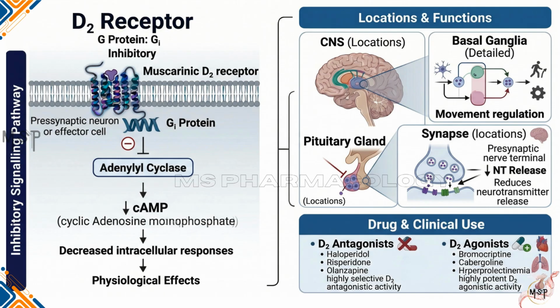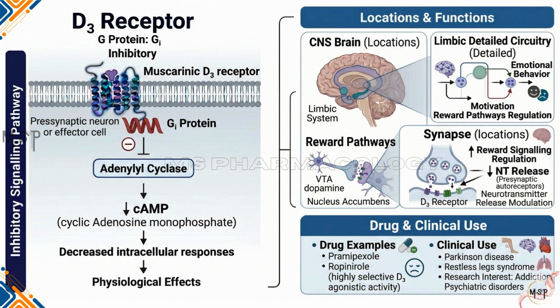Beyond D1 and D2 receptors, 3 additional dopamine receptor subtypes have been identified. The D3 receptor, which is also coupled to Gi proteins, is located mainly in the limbic system and plays a role in emotional behavior, motivation, and reward pathways. Because of these functions, D3 receptors are being investigated as potential targets in addiction and psychiatric disorders.